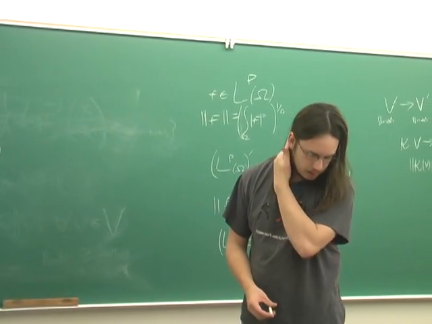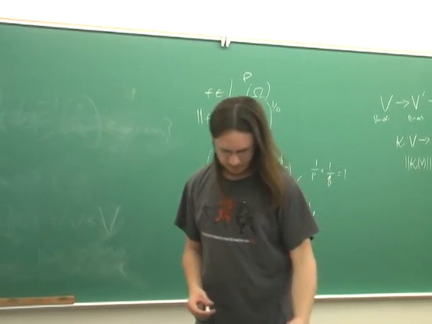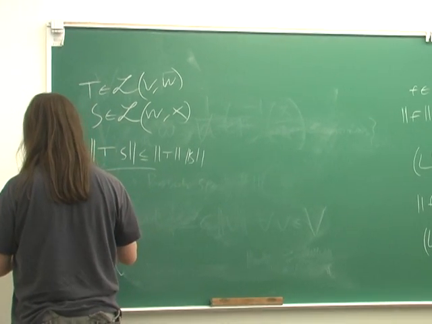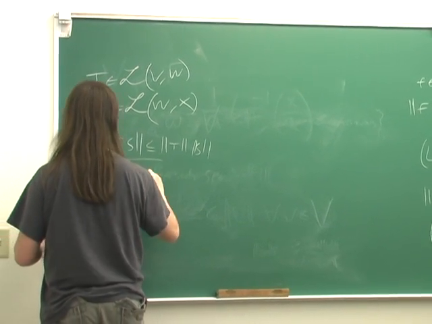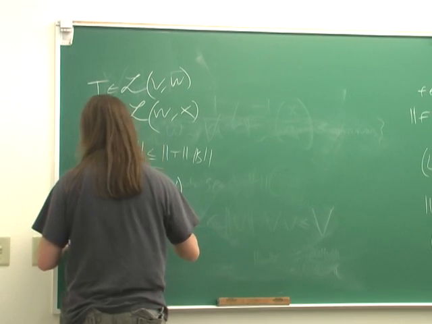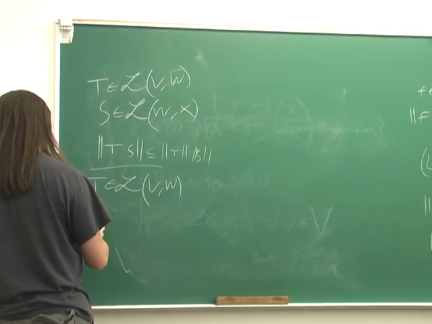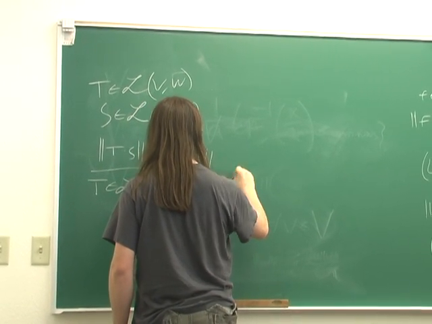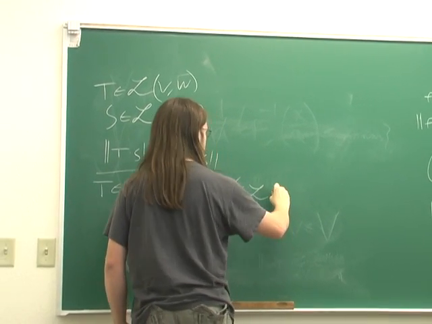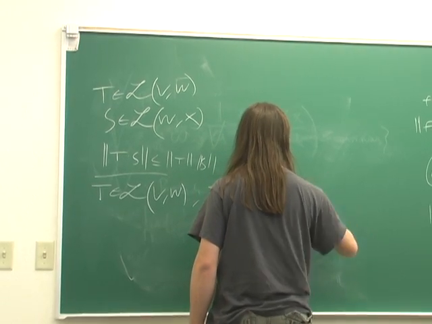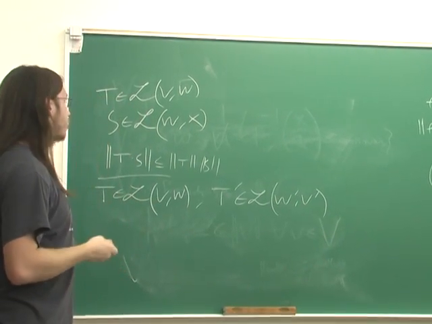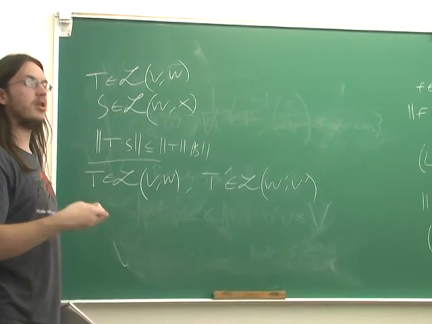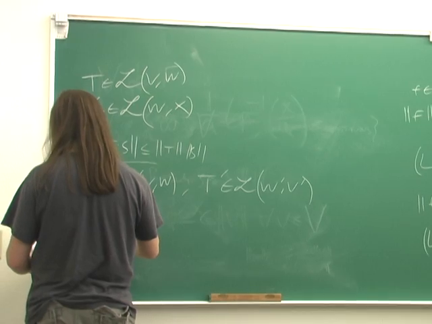A few other properties of these. If we have T within the mappings from V to W, then we can define its adjoint, T prime, mapping the dual of W to the dual of V. Basically the adjoint operator T is within the space mapping the dual of W to the dual of V.